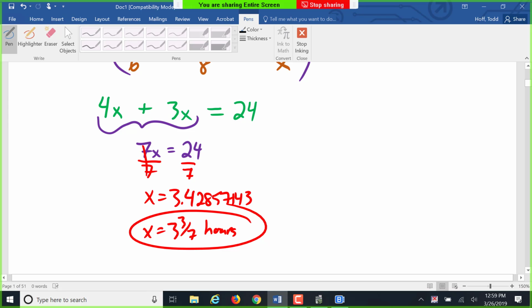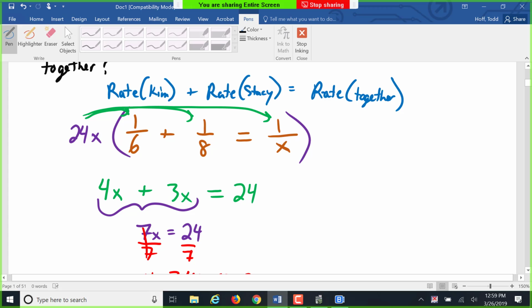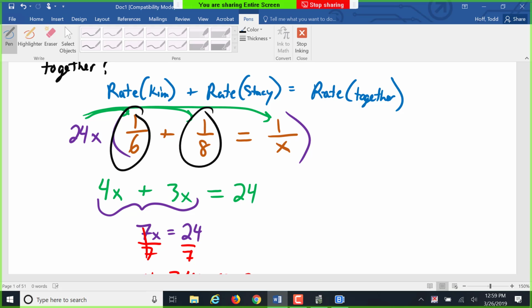Any questions? So the key there is to find a rate, and rates have to be added together. That's just like if you said Kim makes $12 an hour and Stacy makes $15 an hour, how much are they making together? Well, 12 plus 15 is 27. Same idea, you're adding the two rates together.